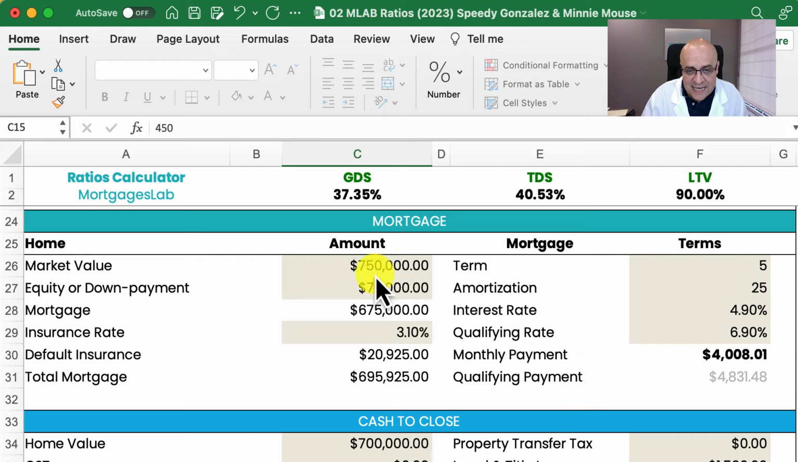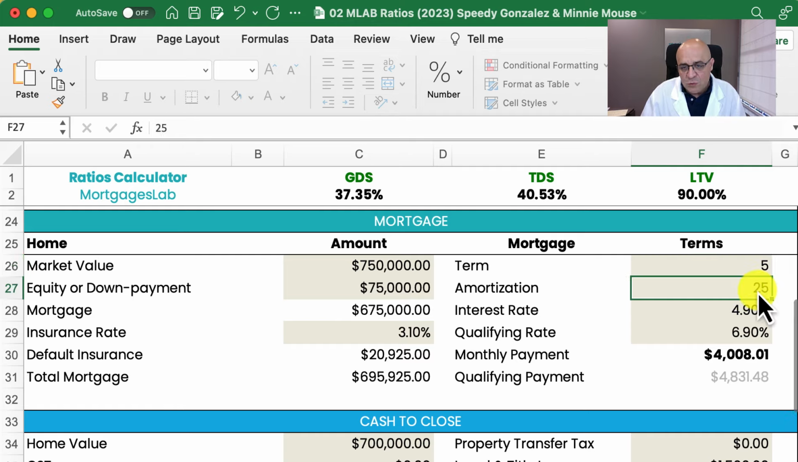In this case, let's say that the person or the family would like to purchase a home for 750 with 10% down, which is 75,000. We will have here the mortgage requested, and here the CMHC fee, and we can get into details why you need to pay the CMHC fee, which is for 25 years. And the total premium will be $20,925, which means that your total mortgage is $695,925. We have a term of 5 years, amortized over 25 years.